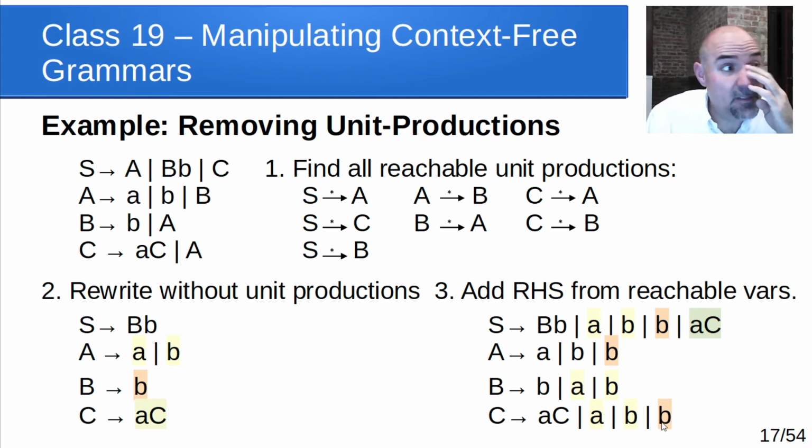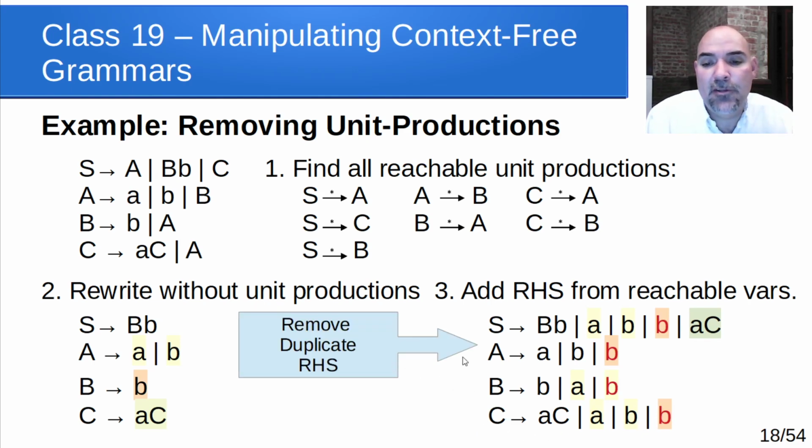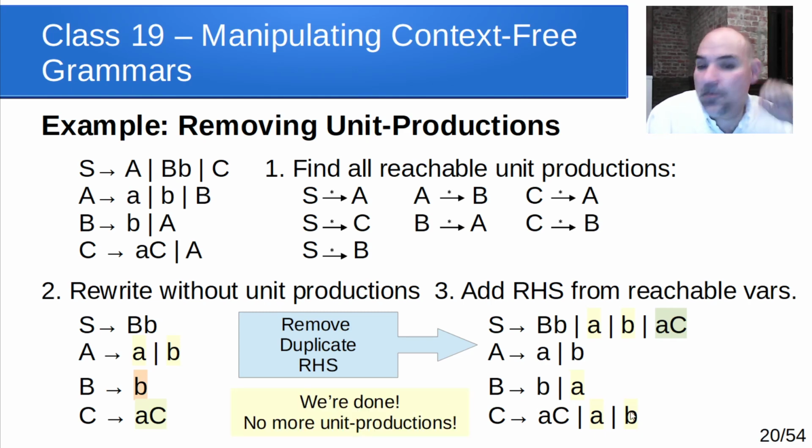Now, you might have noticed that there's a little bit of something strange that happened here, that we have some duplicates. We have the lowercase b production twice on S. We have it twice on A. We have b twice on B. We have b twice on C. And so the final step here we could say is remove any of the duplicate right-hand sides. Get rid of those duplicates. And that's going to leave us with this as our final grammar. So we're done. And notice there are no more unit productions in this, and we have not changed the language that this defines.